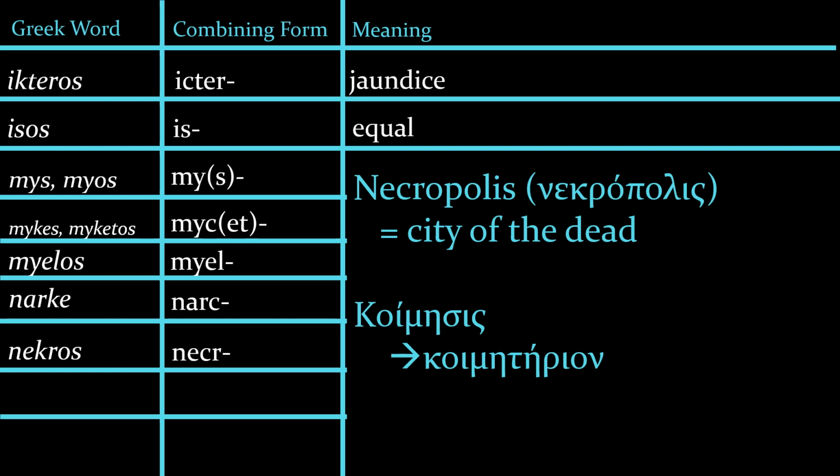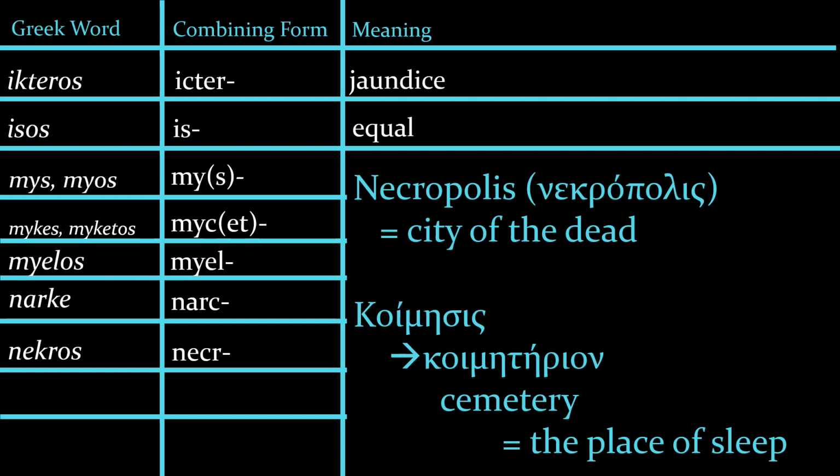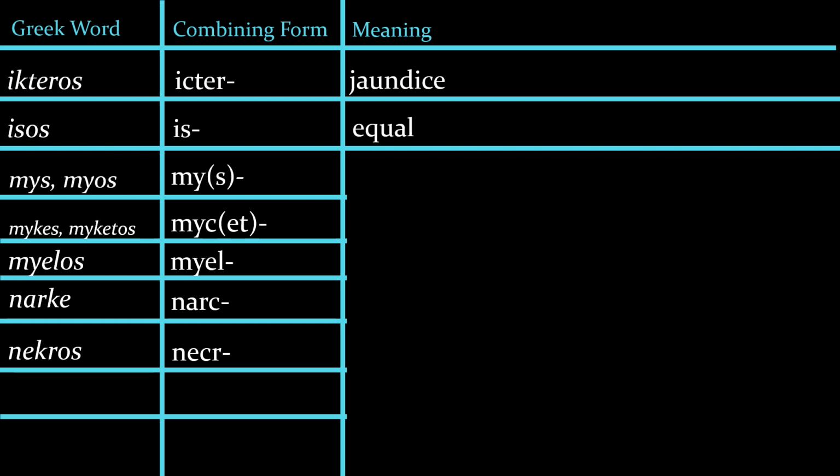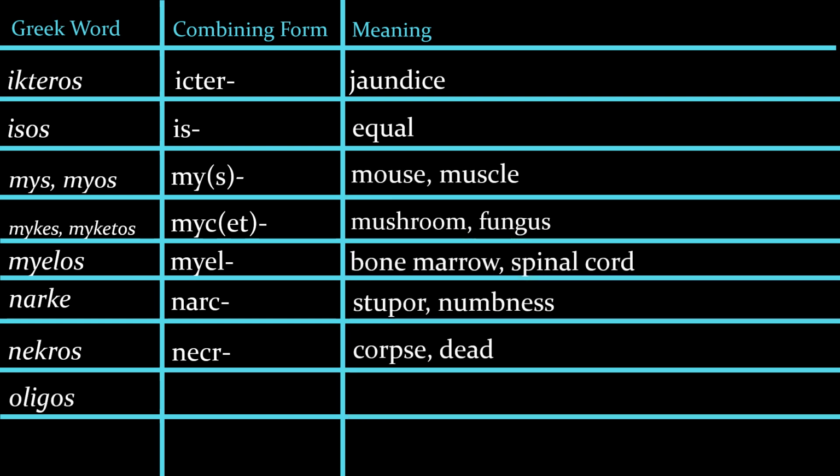they started calling it a kimitirion. Well, kimame is I sleep, so a kimitirion was the place of sleep, and it's where we get the word cemetery, which means a sleeping place. So kimesis is a dormition or a falling asleep. And I think that's pretty interesting also. I didn't know when I was learning Greek years ago that cemetery was a Greek word. All right, let's move on.